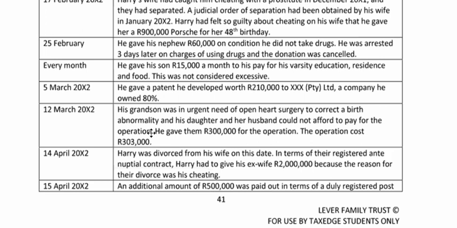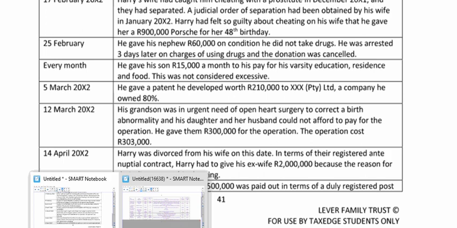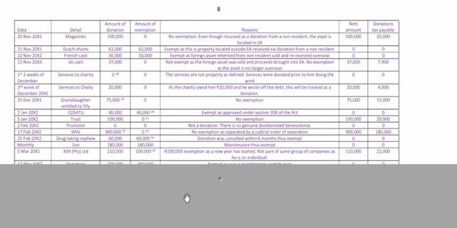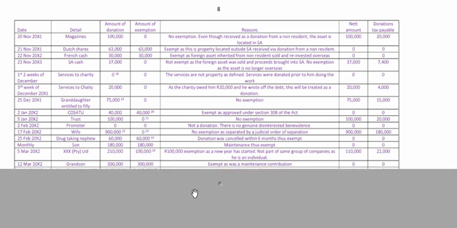Carrying on. It says his grandson was in urgent need of open heart surgery to correct a birth abnormality, and his daughter and her husband could not afford to pay for the operation. He gave them 300,000 for the operation. The operation cost 303. So this is maintenance once again. Okay, paying for an operation for one of your grandchildren. Therefore, no donations tax on it. So there it is. 300 in, 300 out, no donations tax payable.